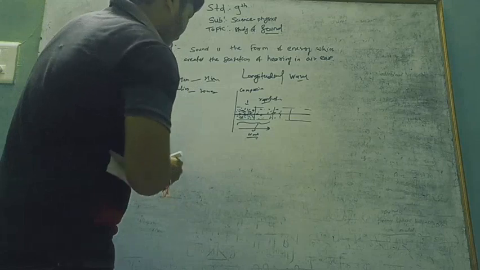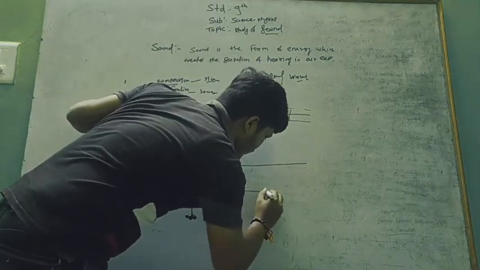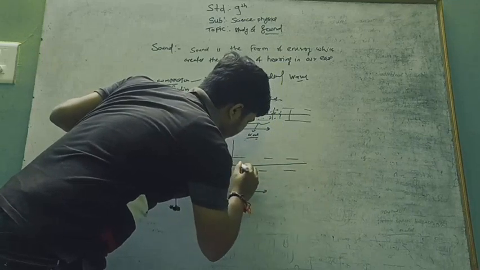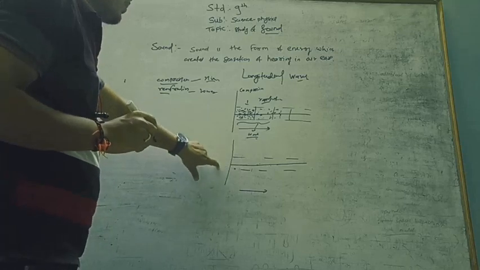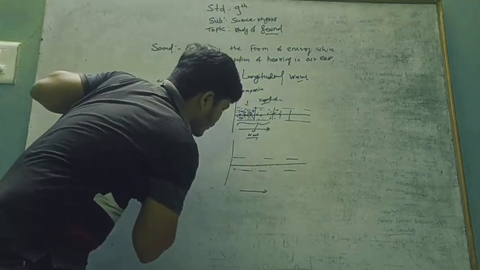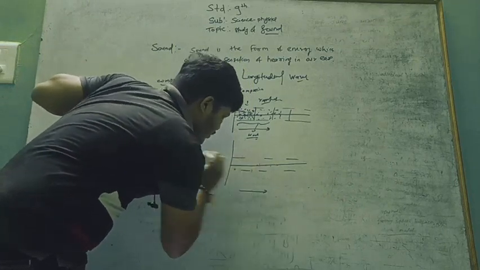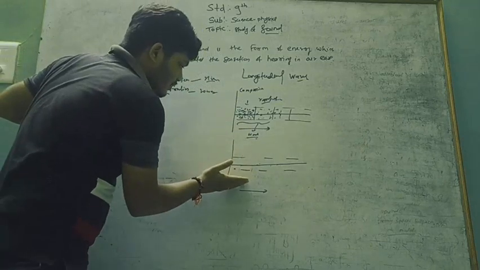Now what about transverse waves? Consider this is a wave and it propagates in this direction. Consider these are the points, or the particles of the wave. This is the mean position, or the central position, of the points. When the wave propagates in this direction, these particles start vibrating from their mean position.